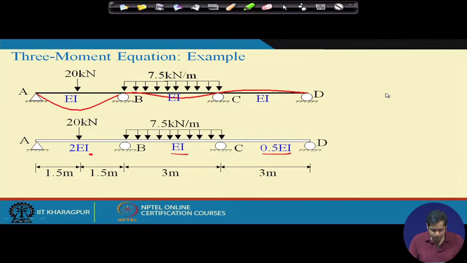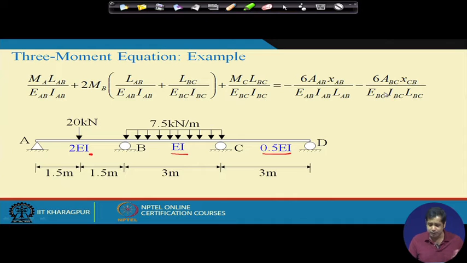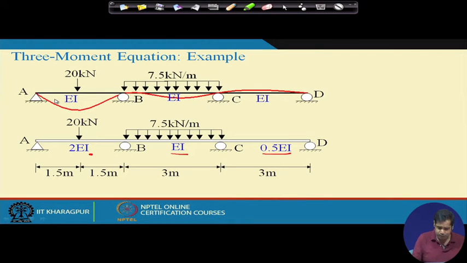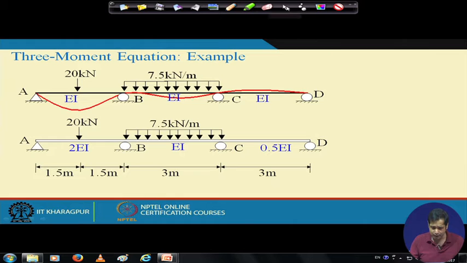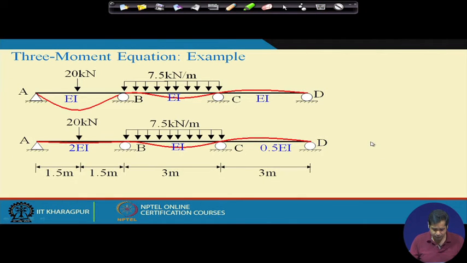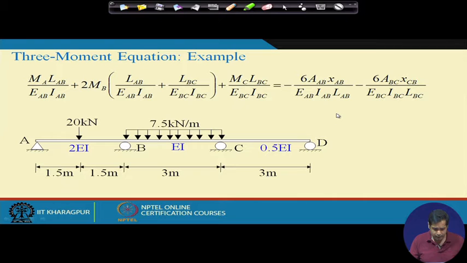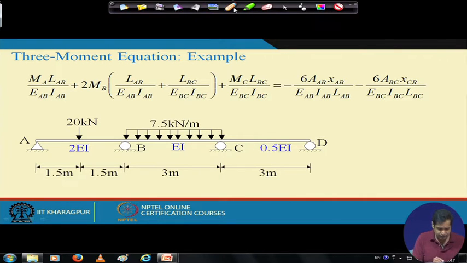As far as the solution is concerned, it is exactly the same. The equations are exactly the same. The only thing is that now these EI values are not the same for different members. These are different for different members, and in the same equation, the procedure is exactly the same.